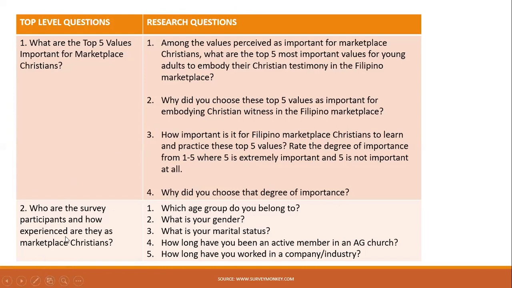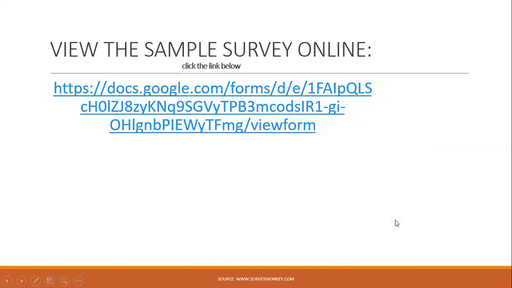Now for the second level question: who are the survey participants and how experienced are they as marketplace Christians? In the survey, it will look like this. Which age group do you belong to? What is your gender? What is your marital status? How long have you been an active member in an AG church? How long have you worked in a company or industry? Okay, so let's look at this survey.